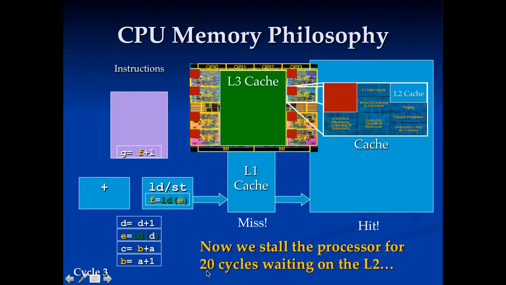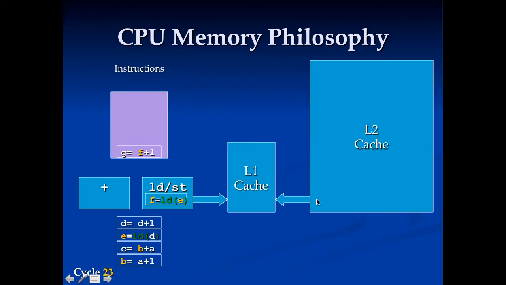So if we hit in the L2 cache here, we're going to wait about 20 cycles to get the data back. So here we go. We're going to take a long time. We're going to get our data back. Finally, we get our data back. We can finish that instruction, and we can go ahead and do the next instruction. And this one had to wait because it needed the data for that instruction.